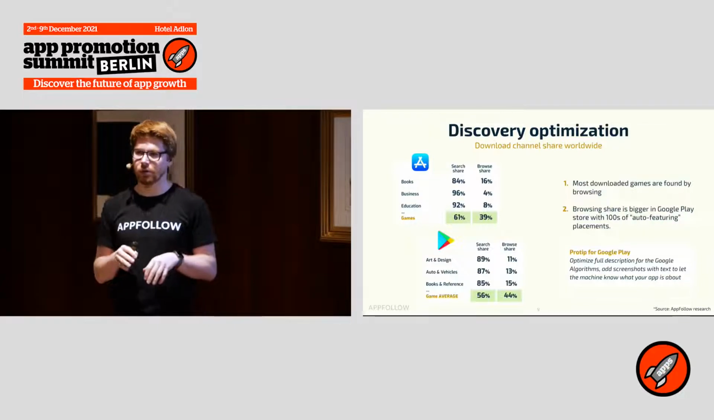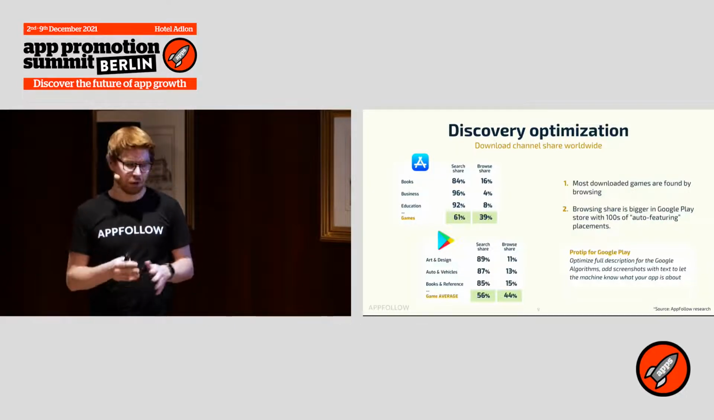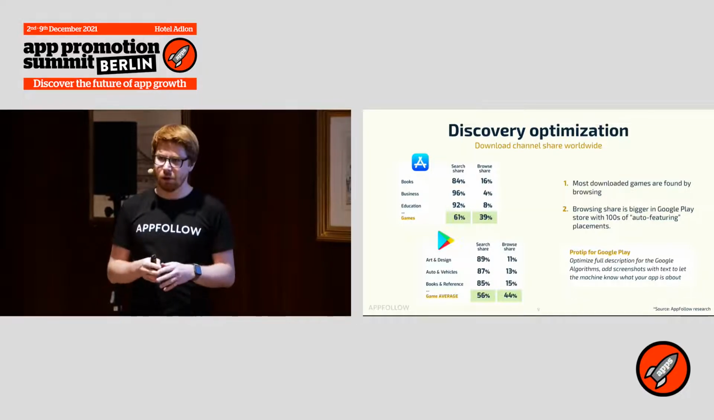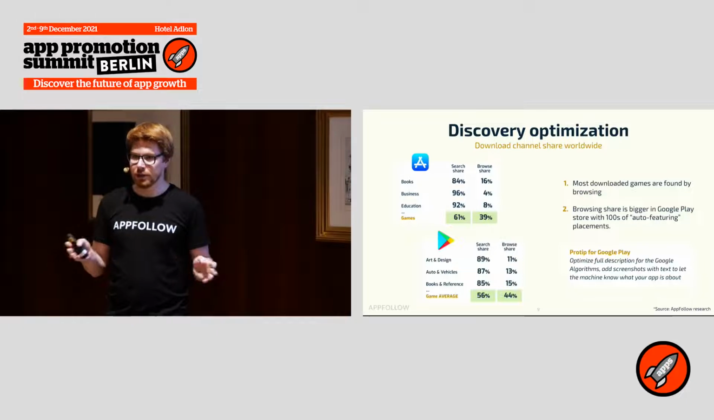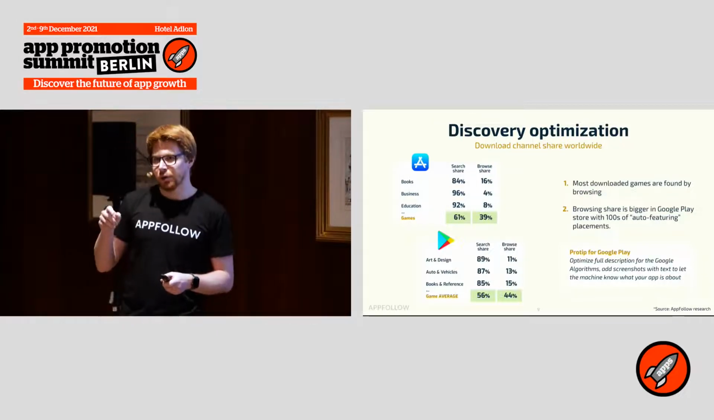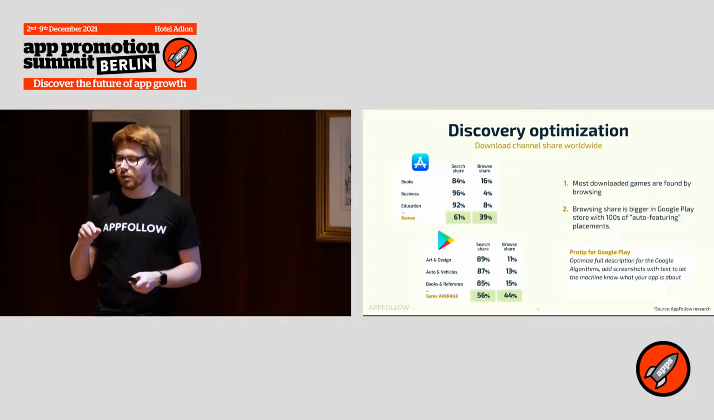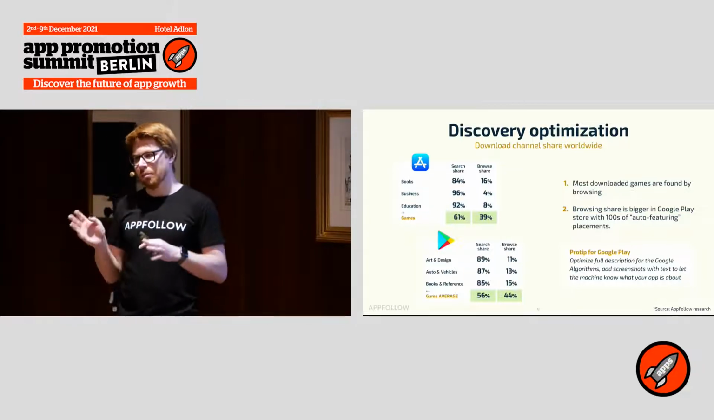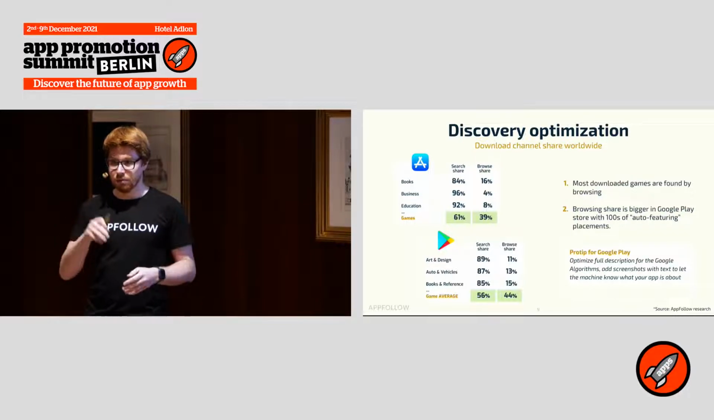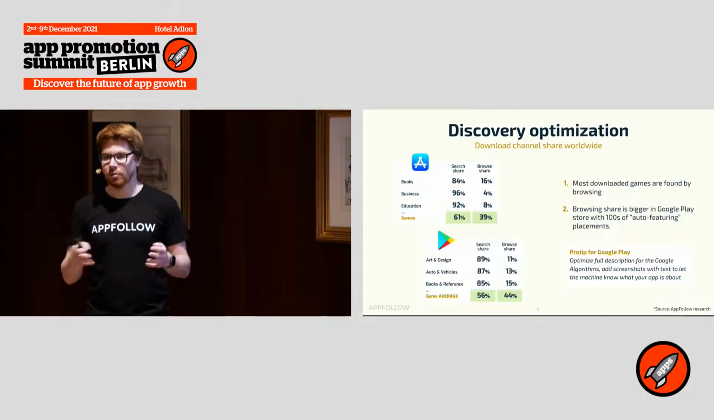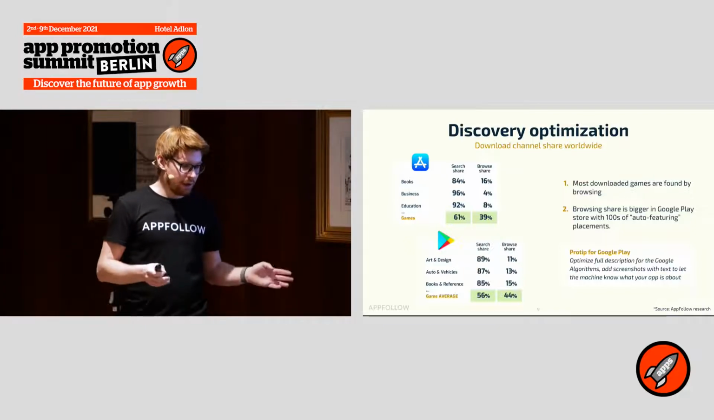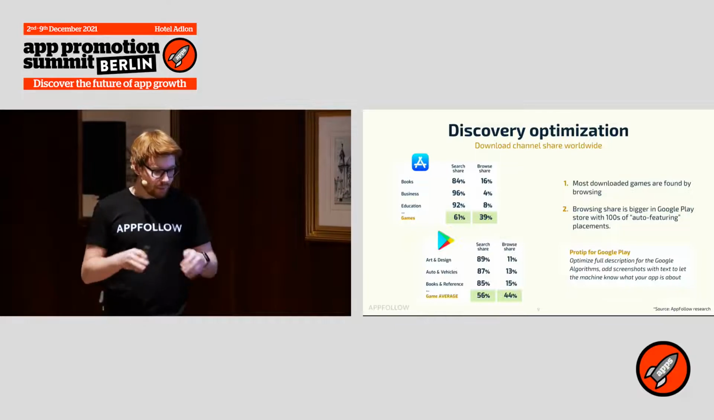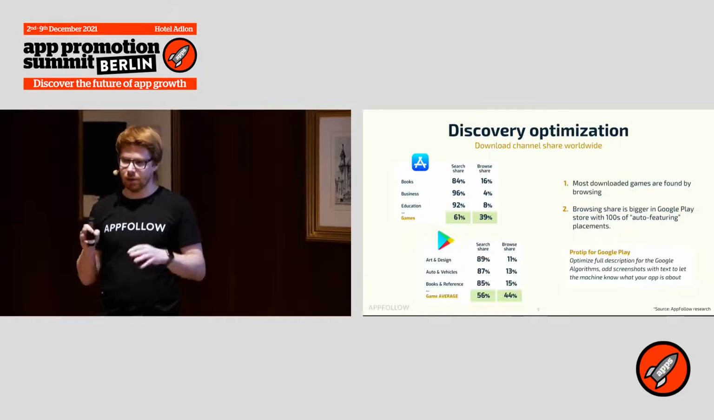We know that most of the downloads are coming from search, but the biggest share of browse downloads is of course in games, because nobody is looking for, like, "I want to play a shooting game with racing." You won't look for this in the App Store. You'll just open the Games tab on the App Store and Google Play, and you will browse these collections and featured placements to find a new game to play. That's why the browse share in the App Store is much higher than the search share.